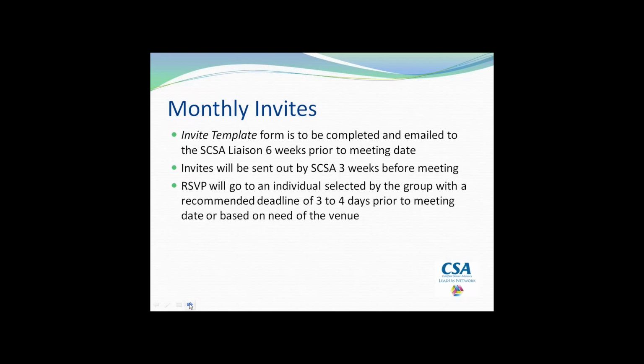The RSVP will go to an individual selected by the group with a recommended deadline of 3 to 4 days prior to the meeting date, or based on the need of the venue. If the venue needs information before that, it's important to honor what they need.